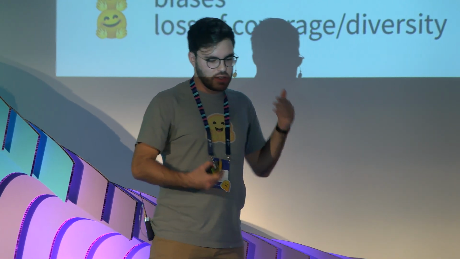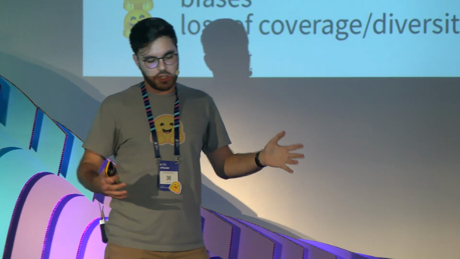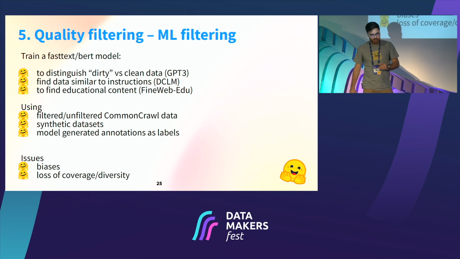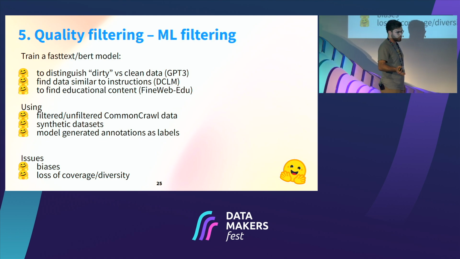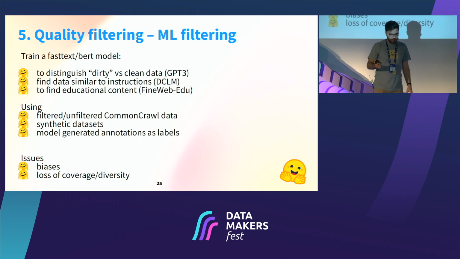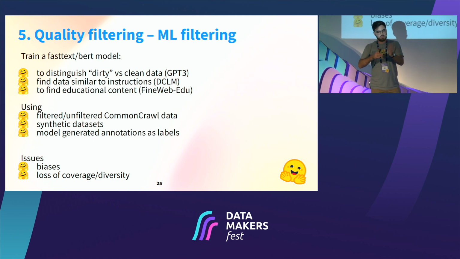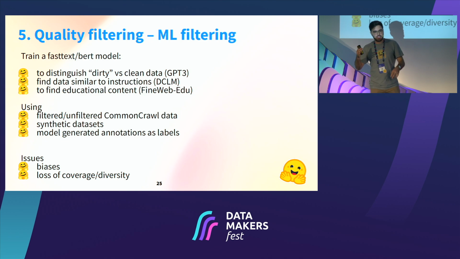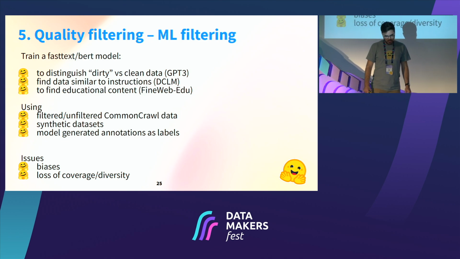Okay, so there are other options. You don't have to do this very manual, annoying work. You can also do some ML-based filtering. And there are a few different options as well. You can try to do something to distinguish between dirty and clean data directly. GPT-3 did this, where their training data pipeline has a small fastText or BERT model, I can't recall, that would be trained on some dirty data and some manually created clean data, and they would use this to directly filter what to keep and what to remove.